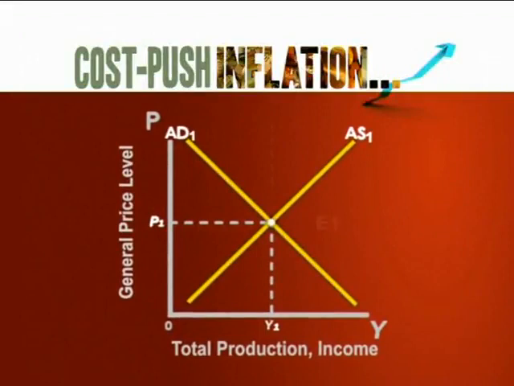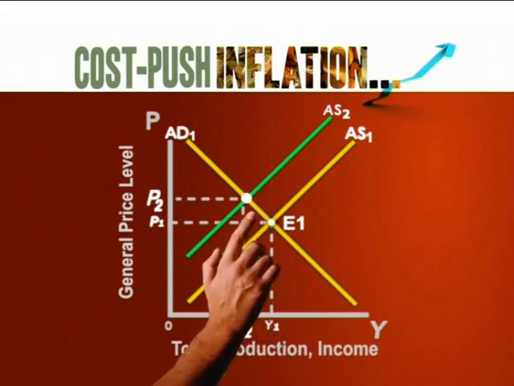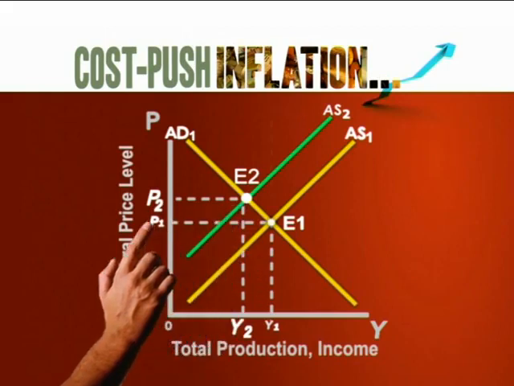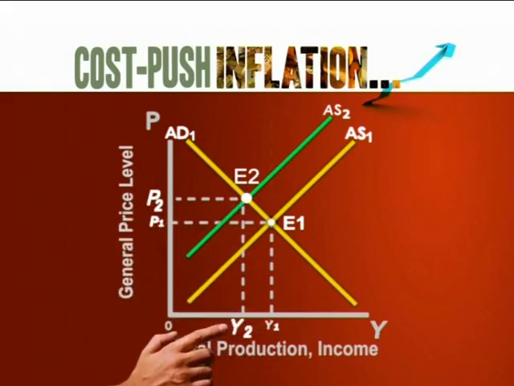The following aggregate demand and aggregate supply curves show that the economy is in equilibrium at point E1. Any increase in the cost of production will shift the supply curve up and to the left as it becomes more expensive to produce. And as we can see, this pushes the equilibrium position to E2. The general price level has jumped from P1 to P2, and income and output have fallen from Y1 to Y2.